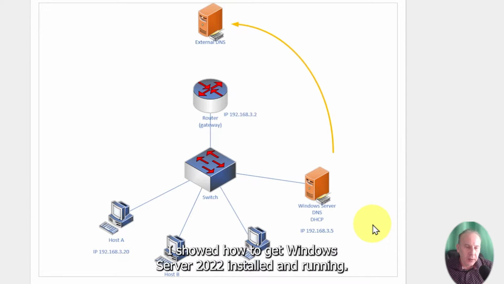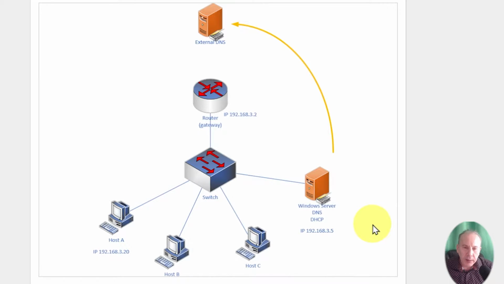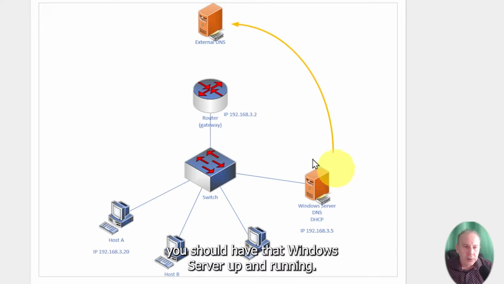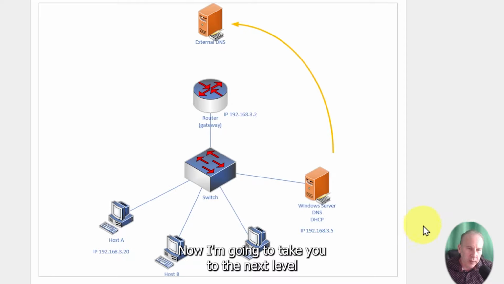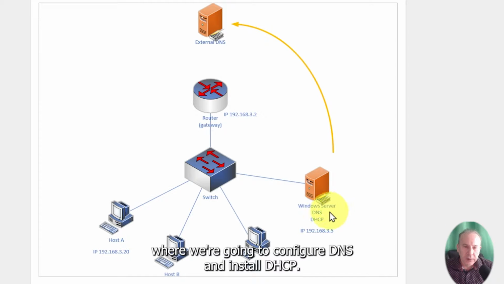So in my last video I showed how to get Windows Server 2022 installed and running step by step, and at this stage you should have that Windows Server up and running. And I'm going to take you to the next level where we're going to configure DNS and install DHCP.